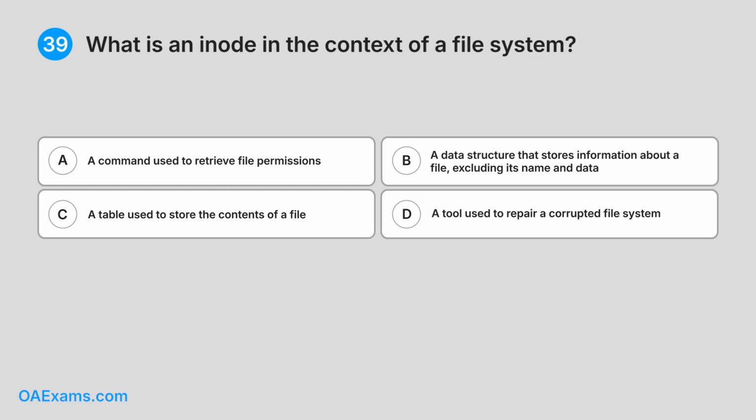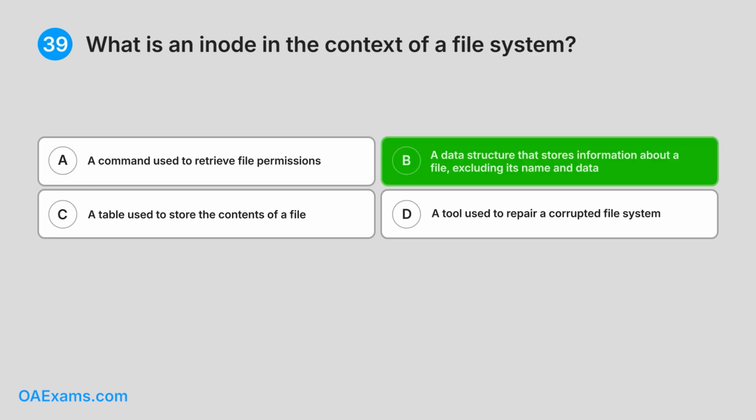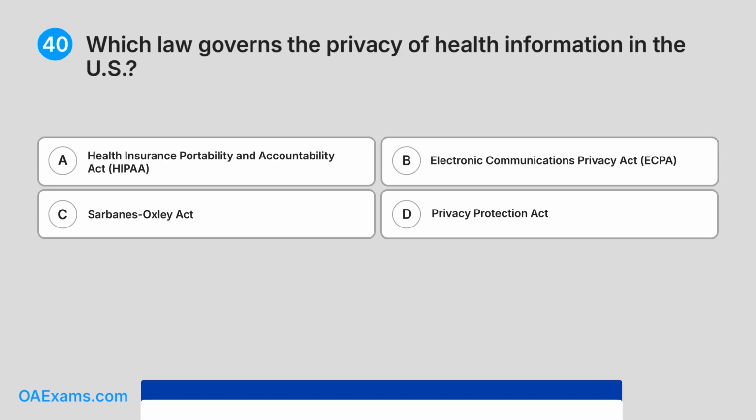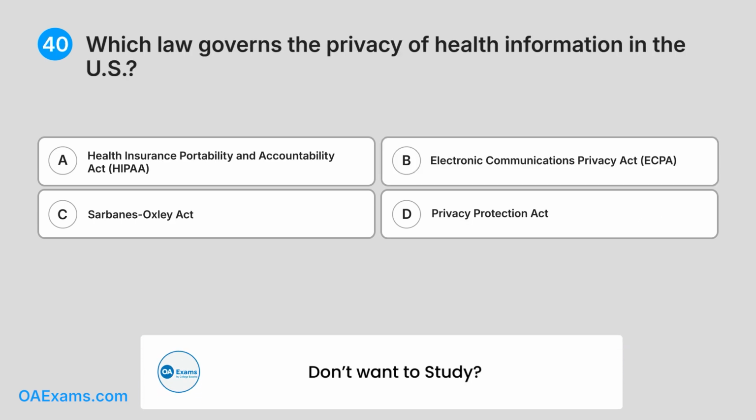Correct answer: B. A data structure that stores information about a file, excluding its name and data. Explanation: Inodes in a file system contain metadata about a file, such as its size, owner, and permissions, but not the actual data or file name. 40. Which law governs the privacy of health information in the U.S.?